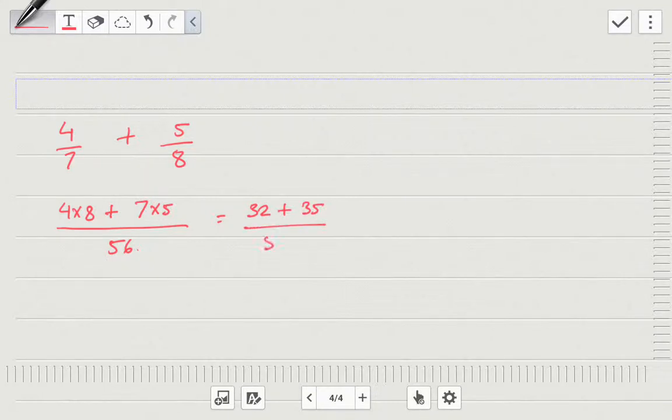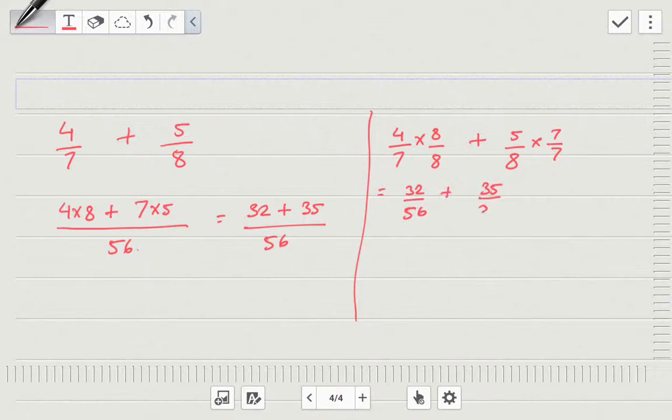35 divided by 56. But at heart, what is really happening is you multiplied this by 8 and 8, plus 5 divided by 8, you are multiplying this by 7 and 7, making this 32 divided by 56 plus 35 divided by 56. Now it's easy pickings from here, becomes 67.